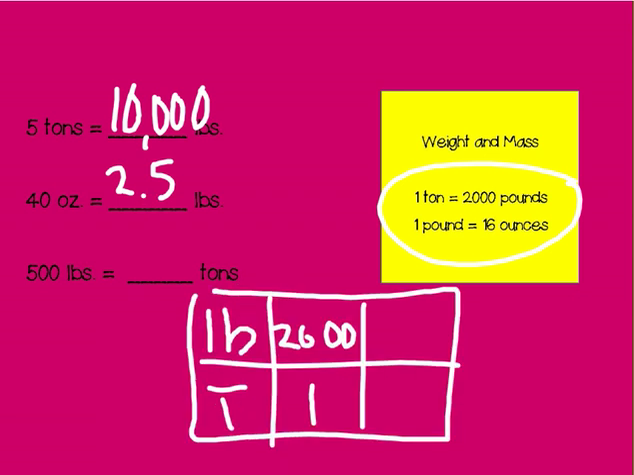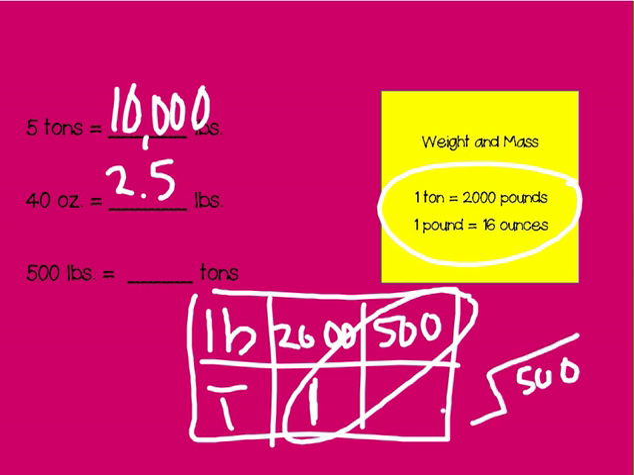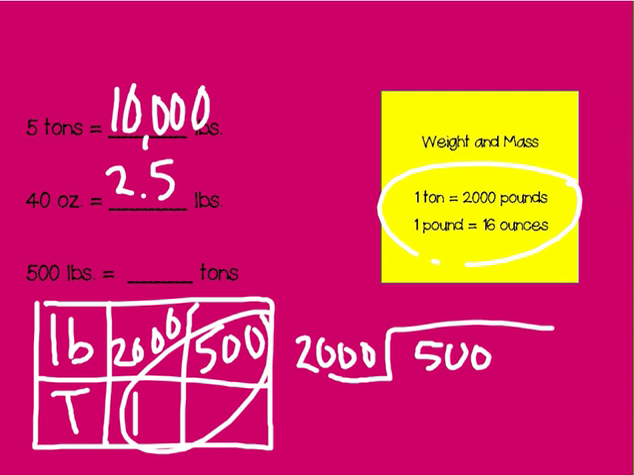For our last problem, we want to know how many tons for 500 pounds. We have 1 ton is 2,000 pounds, so 500 would go here. 1 times 500 divided by 2,000. So we have multiplied 500 times 1, and now we're dividing by 2,000. 2,000 won't go into 500, so we're going to add a decimal and a 0.